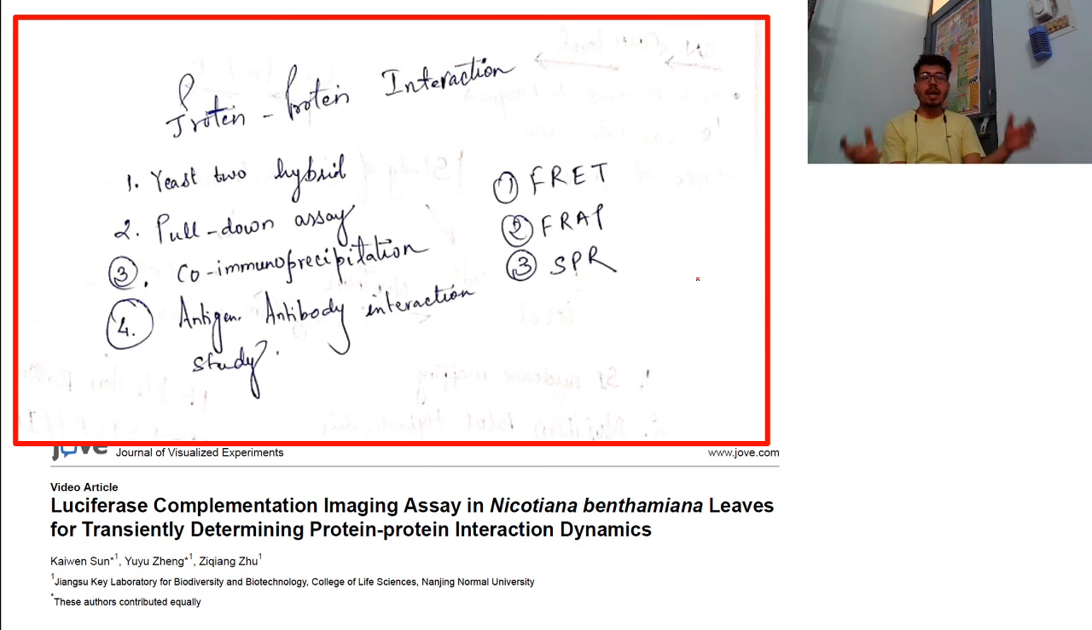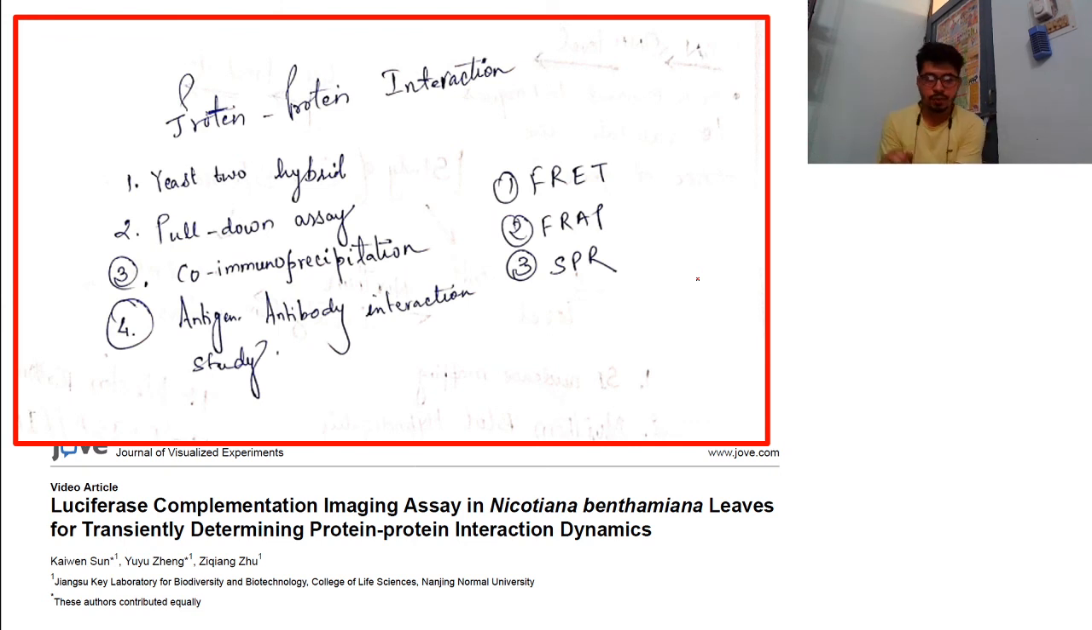So to understand protein interaction, what are the techniques? Yeast two-hybrid, pull-down assay, co-immunoprecipitation, antigen-antibody interaction studies. Basically you can use FRET, FRAP and SPR. All these techniques are really very important to understand protein interaction studies.